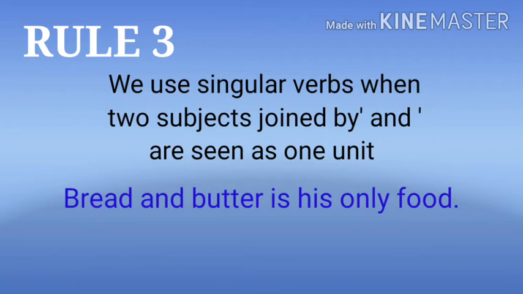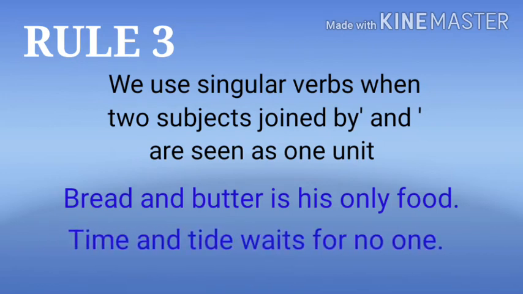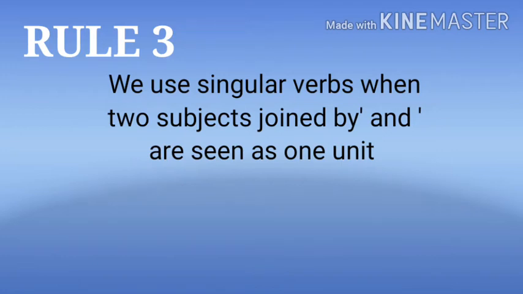Next we have "time and tide waits for no one." Here again, time and tide are two subjects which are joined by "and," but they are leading to one idea. It is all about how you consider or how you keep the idea as one idea. So, here the verb is "waits," which is a singular verb. Hope this part is very clear.